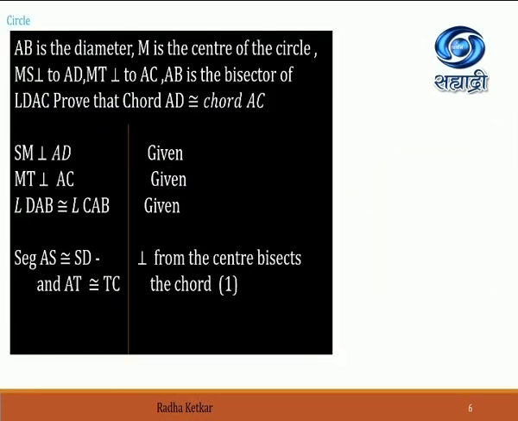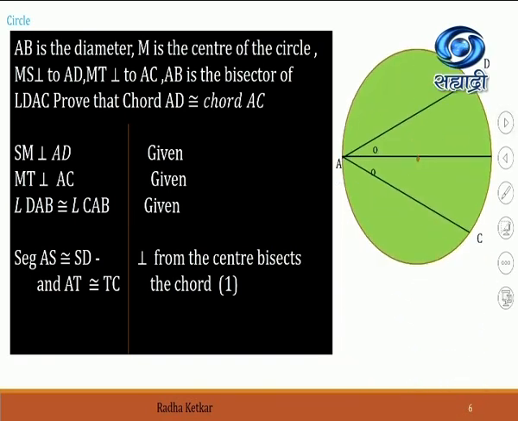Take the next one. AB is the diameter. M is the center of the circle. MS is perpendicular to AD. This is given. MT is perpendicular to AC. AB is the bisector of angle DAC. So that's why you can see two same signs are shown to show that it is angle bisector. And we have to prove that chord AD and chord AC are congruent.